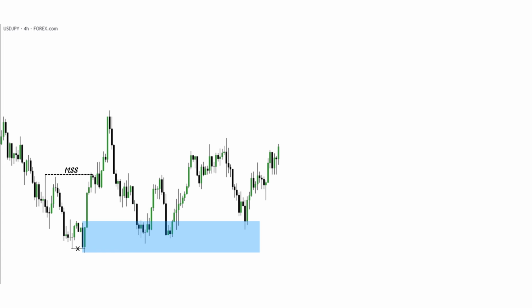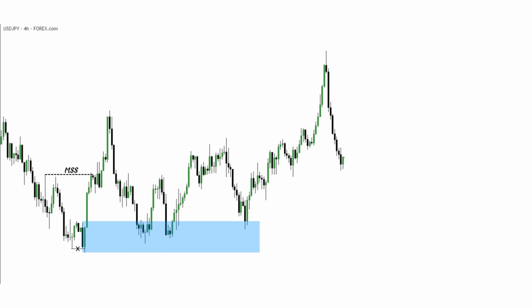Considering the shift in market structure, we went down, chose the last down close candle before the liquidity sweep, and adding to the confluence, a clear fair value gap was created. This concept always falls in line with market structure, and it is easy to identify. Let's wait for price and see how it goes.